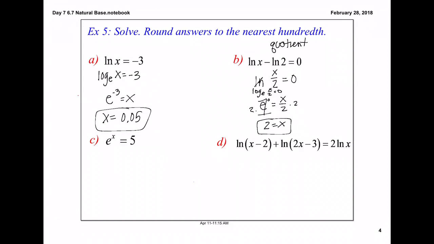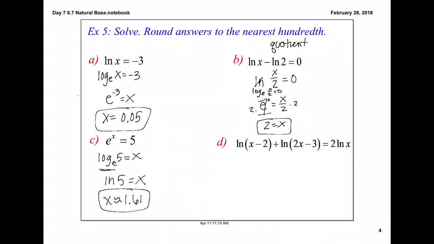e to the x power equals 5. I can rewrite this in logarithmic form. Log with a base e of 5 is equal to x. I can then change log with a base e to the natural log of 5. When it's in natural log form, I can type it into my calculator, and x is approximately 1.61.